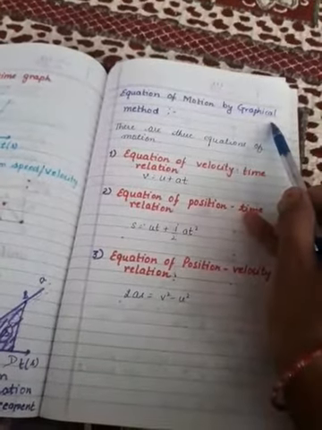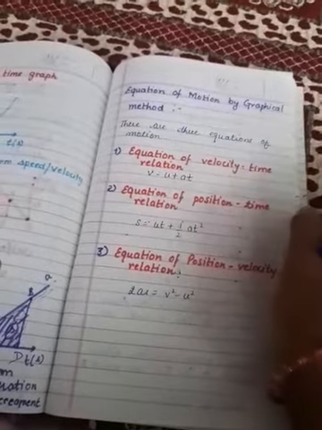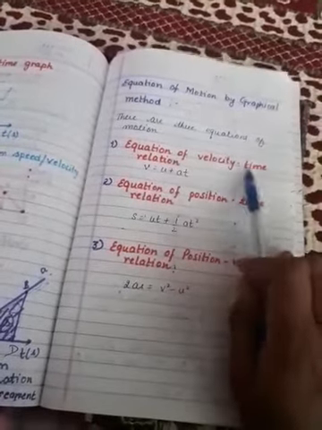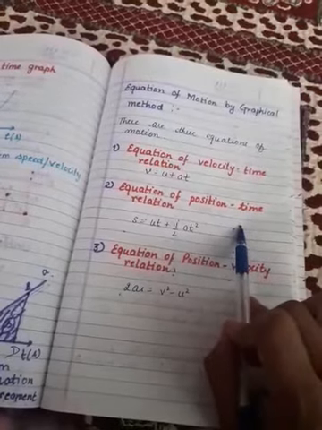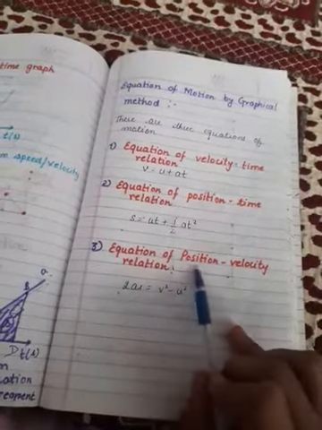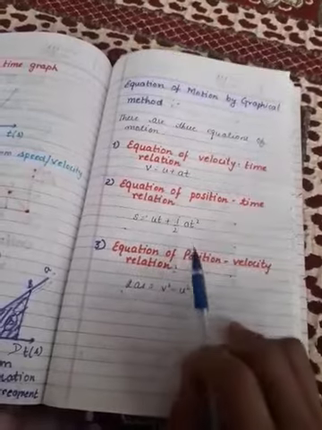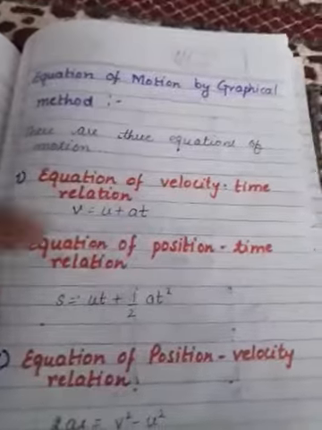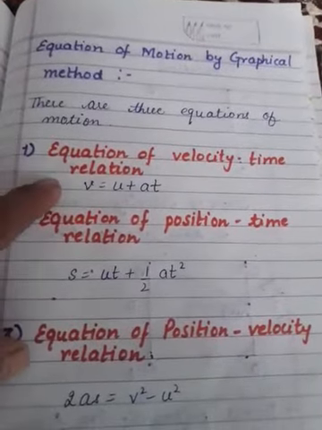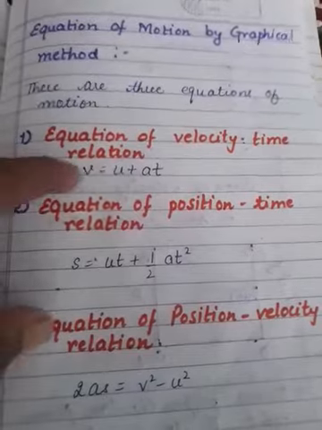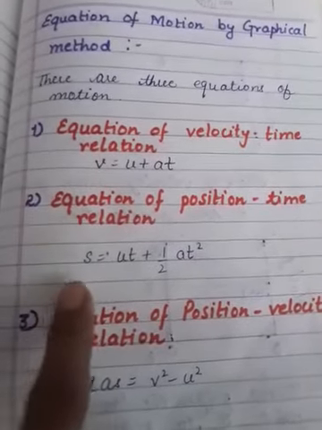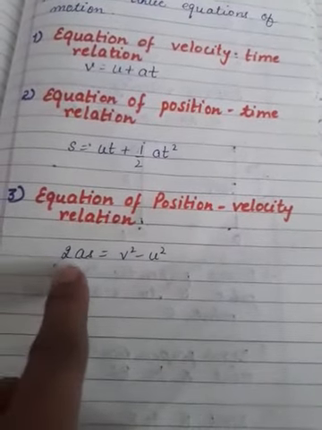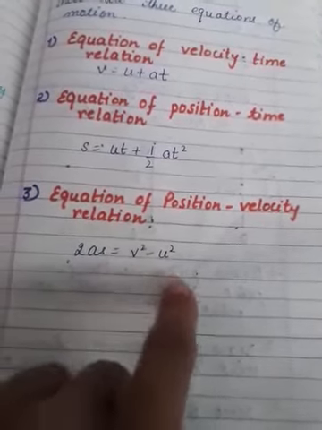After that, I will tell you about equations of motion by graphical method. There are three equations of motion. First is the velocity time relation, then the position time relation, then the position velocity relation. The equation of velocity time relation is v is equal to u plus at, the equation of position time relation is s is equal to ut plus half at square, and the equation of position velocity relation is 2as is equal to v square minus u square.